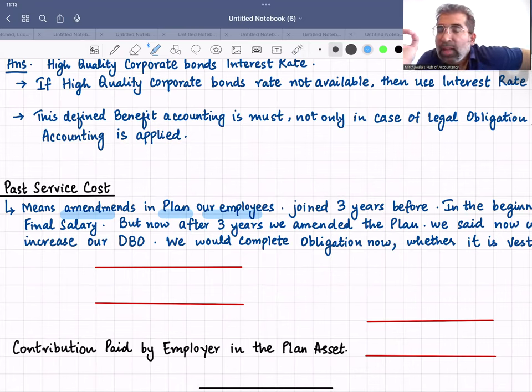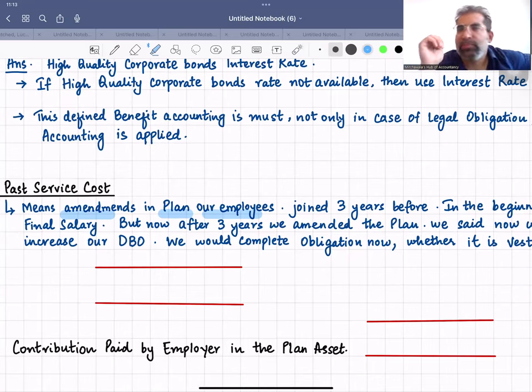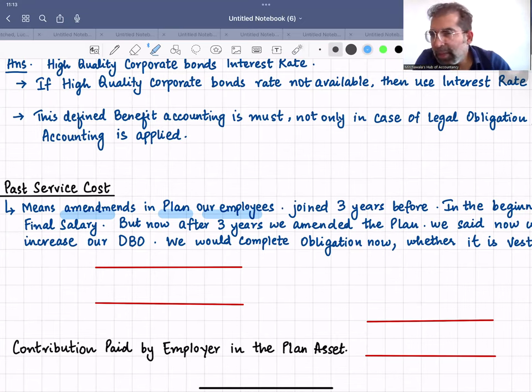For example, I hired my employees in the days of recession. You know, the recession is the time when nobody has a job. So employees' negotiation power is low in the time of recession, we all know. So I hired employees at a very low rate with a very low pension agreement, okay? But after 2-3 years, the recession got over and now it's the time of boom.